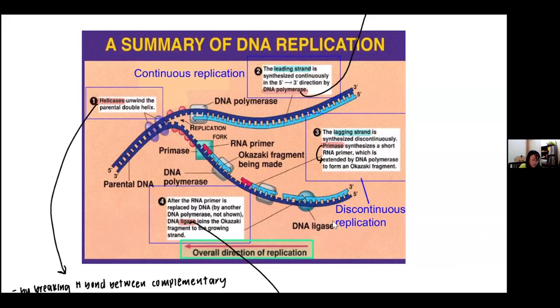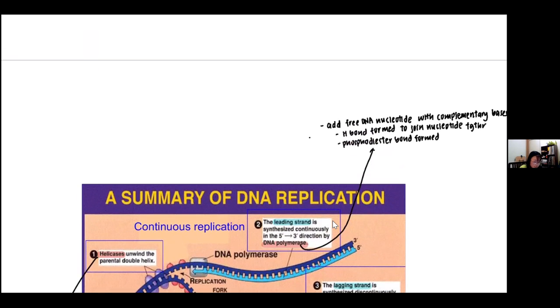The leading strand is synthesized continuously in the 5' to 3' direction by DNA polymerase. So what does DNA polymerase do? DNA polymerase will add a free DNA nucleotide with a complementary base. Then hydrogen bond is formed, and the nucleotides are joined together. Then a phosphodiester bond will form.